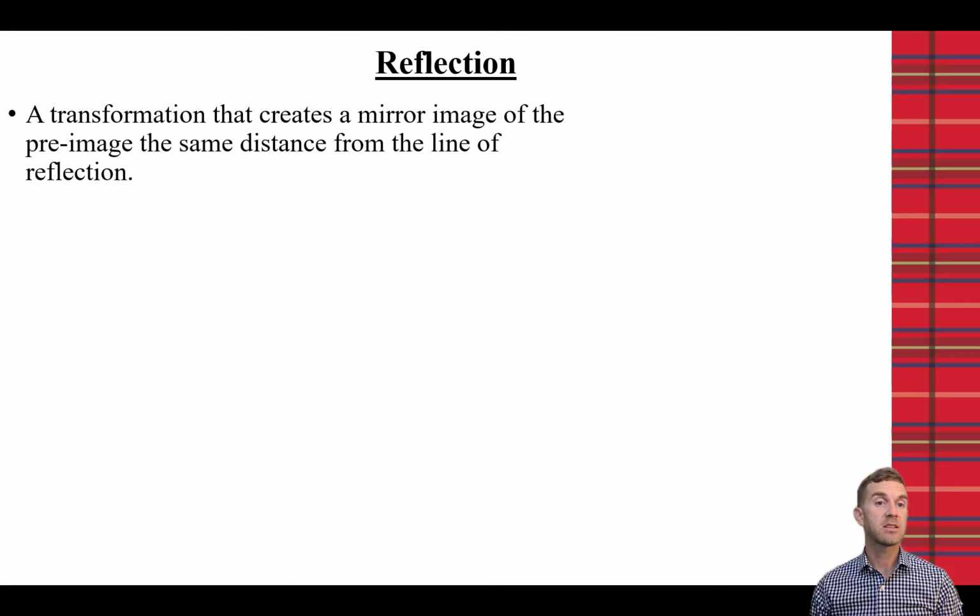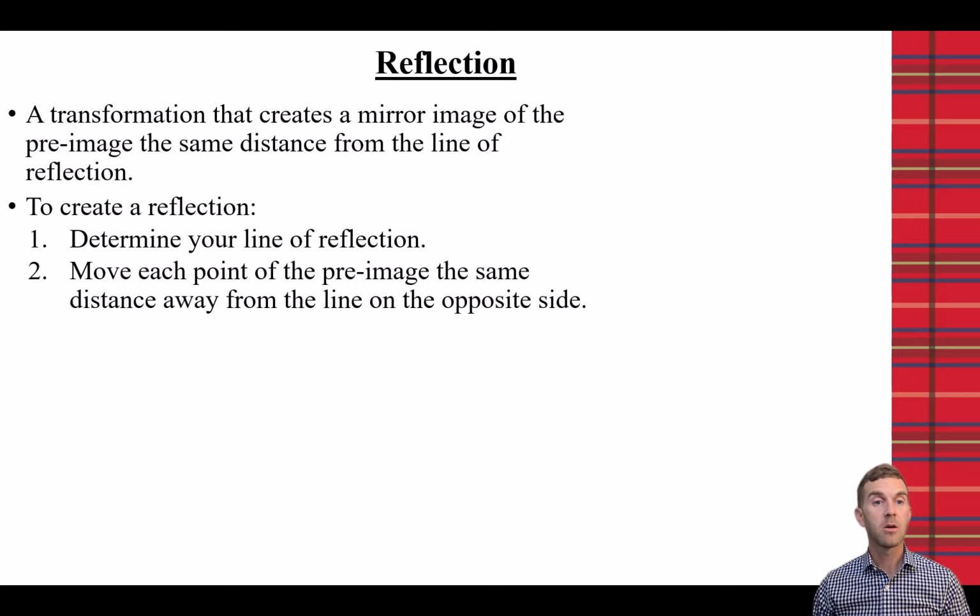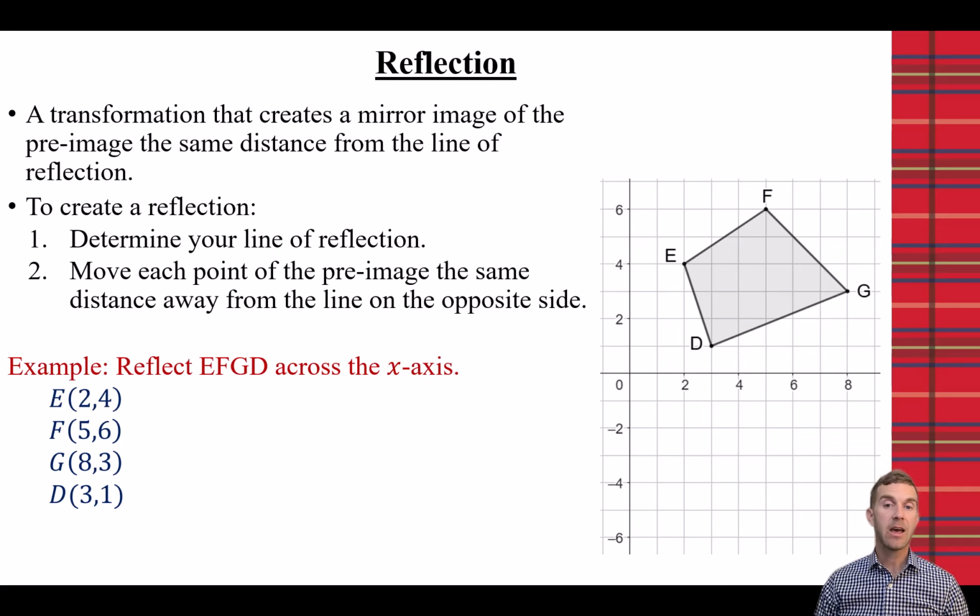Now, a reflection is a transformation that creates a mirror image of the pre-image the same distance from the line of reflection. When we think about how do we do this, we need our line of reflection, and what we're going to do is we're going to move the pre-image across that line of reflection the exact distance onto the opposite side. So say that I have my quadrilateral EFGD, and I want to reflect it across the x-axis, and here are the 4 points.